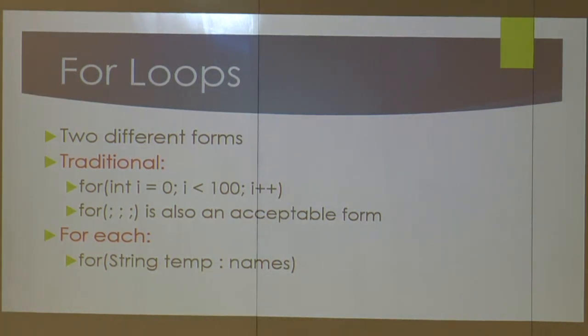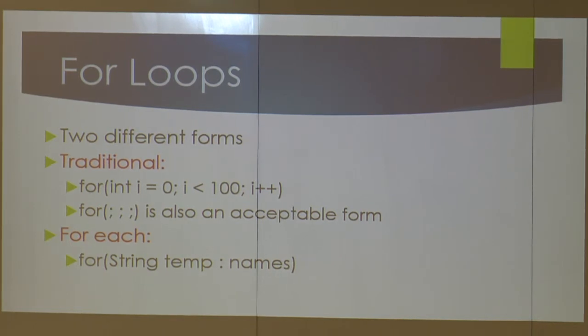And it's going to be called names. Since names contains strings, we know each individual object in names is going to be a string. So we're saying for each string entity in names, we're going to refer to each individual string as temp. So for each string variable we're going to call temp in names, that's kind of how you can break it down.